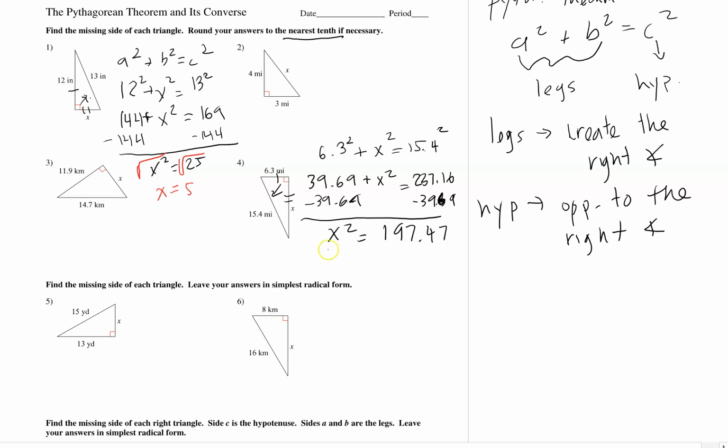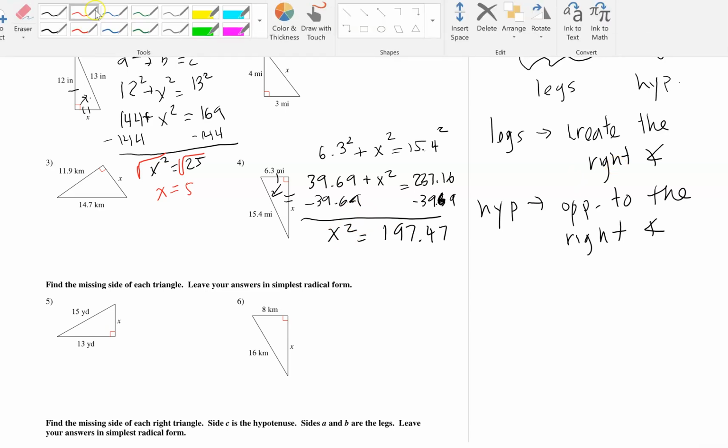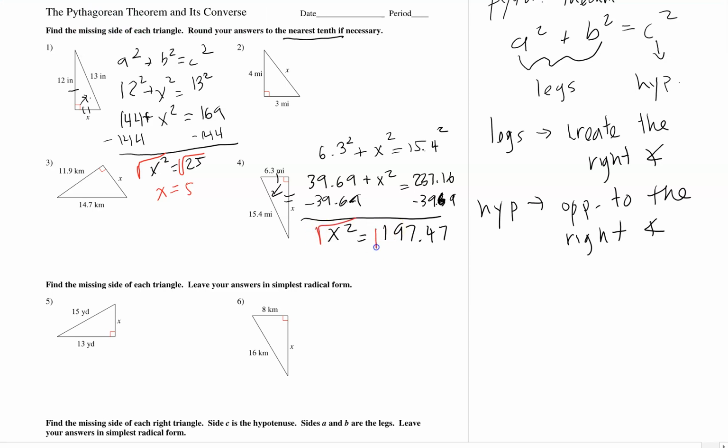Again, don't forget, your goal is to get x alone, and there's a little square that's attached to that x, so we need to square root both sides. Square root both sides. So when I square root 197.47 and put it into my calculator, I have x is equal to, and since they're asking you to round to the nearest tenth, in your calculator you should get 14.0524, etc. Just one decimal place, so that's going to be 14.1. All right, cool. So that's how you solve with rounding.